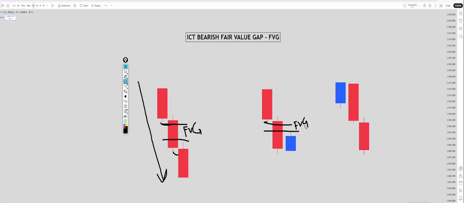But the momentum seems to be dropping because price broke the low of the first candlestick, but the second candlestick's low is protected and price has not broken it. That's why this seems to be a weak fair value gap.